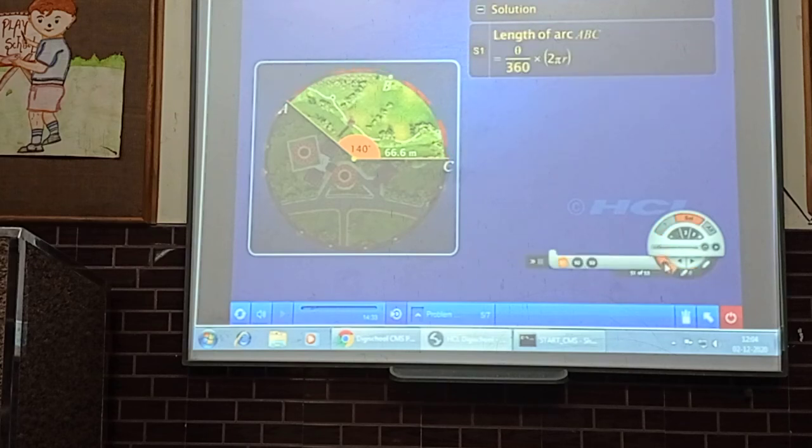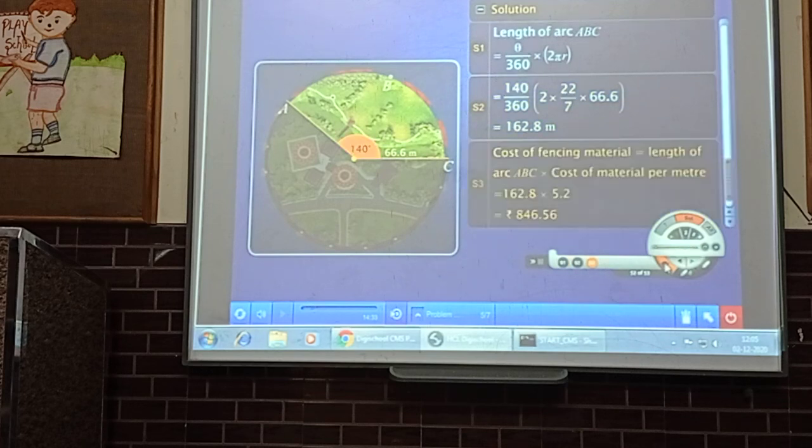We first need to calculate the length of fencing material required. To do this, we need to find how much part of the fence needs to be replaced. In other words, we need to find the length of the arc of the circle. Next, we put in the values for the measure of the angle and radius and then simplify. Thus, we find how much part of the fence needs to be replaced. This measurement is the same as the length of fencing material required. So, we multiply the length of material required by the cost of the material per meter. Thus, we find the cost of the required fencing material.